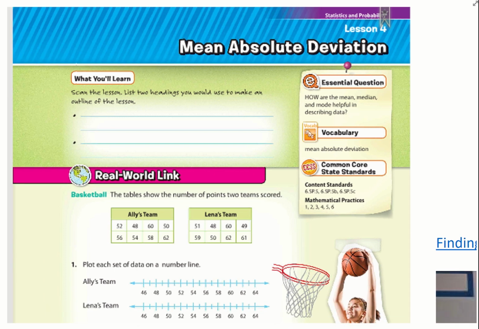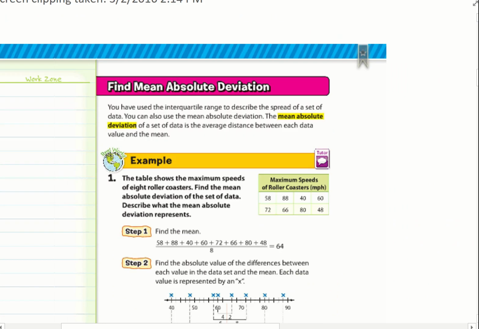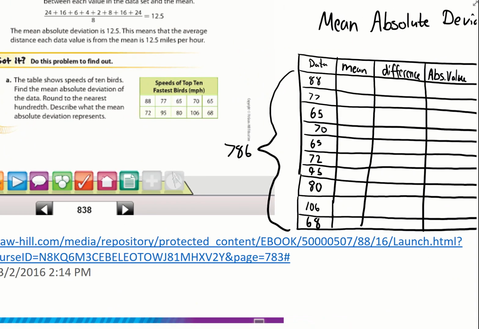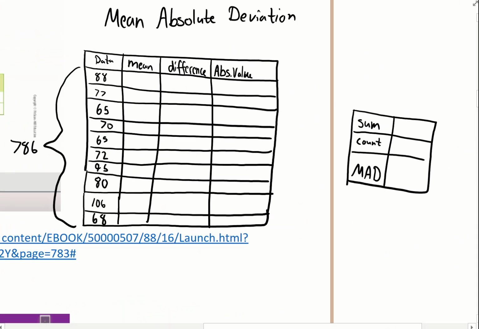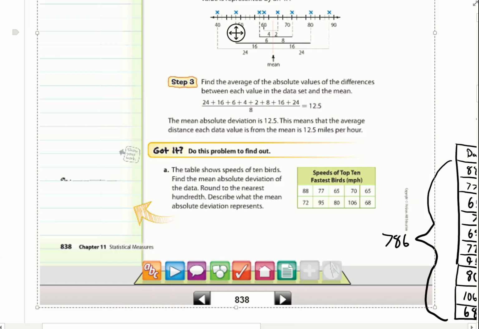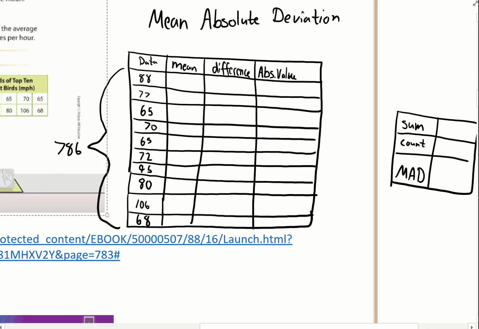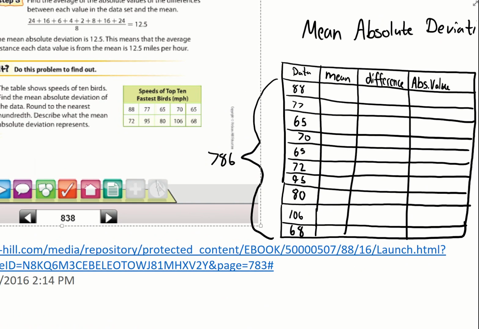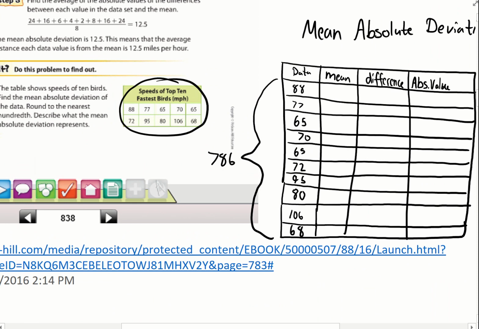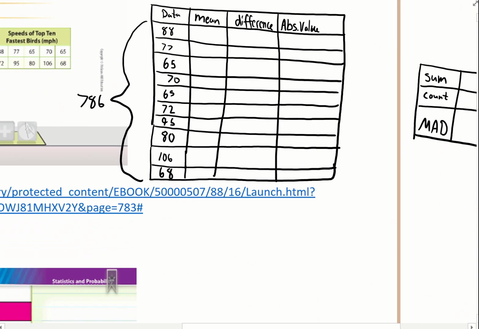We're going to be doing the mean absolute deviation. What I'm actually going to do is skip straight to the got it portion, because the way the book describes it is, in my opinion, confusing. So we're going to be doing this by chart. I have all the data of the fastest birds, the top 10 speeds. So here's my data, with all my numbers from that chart.